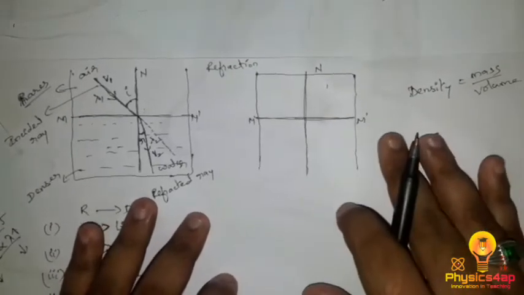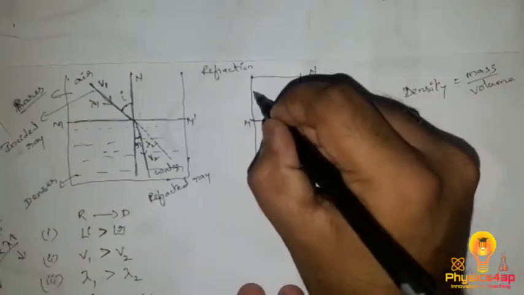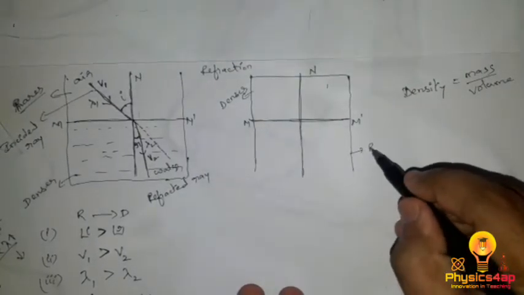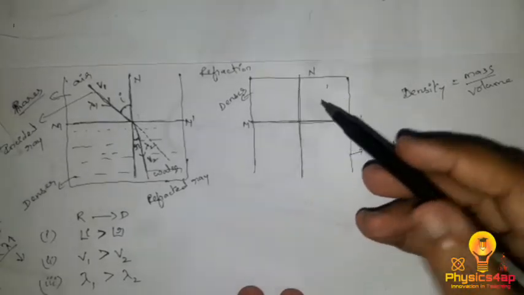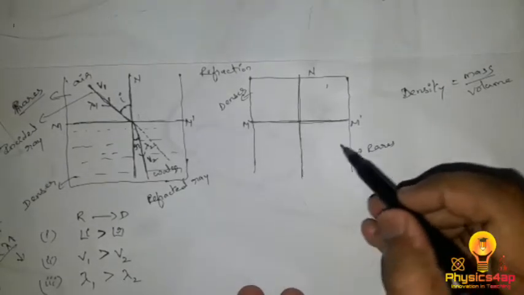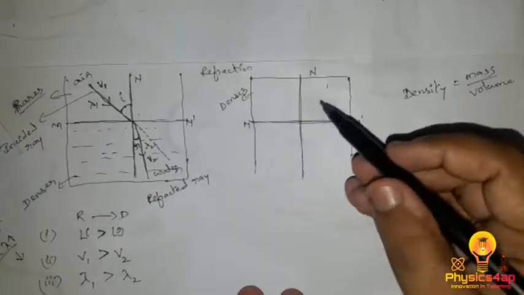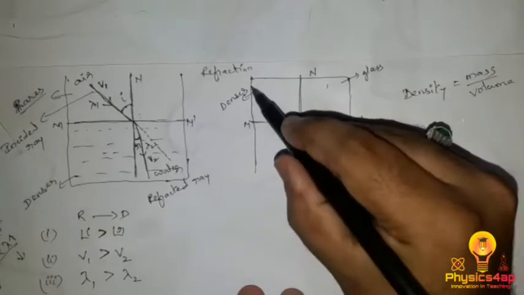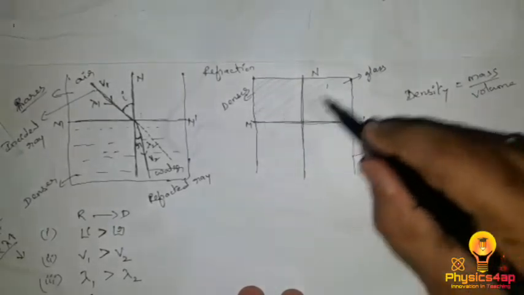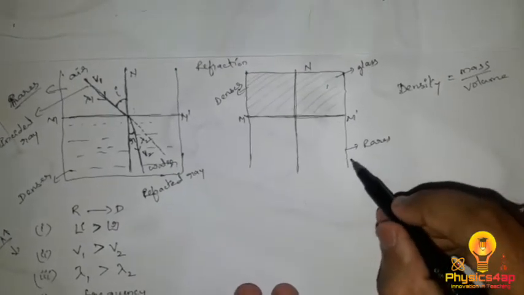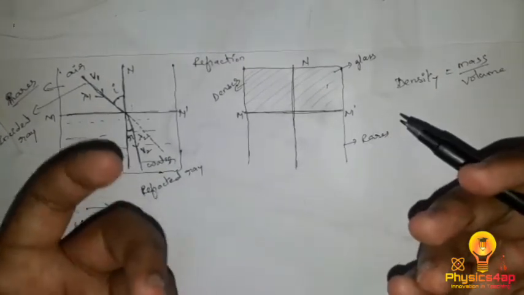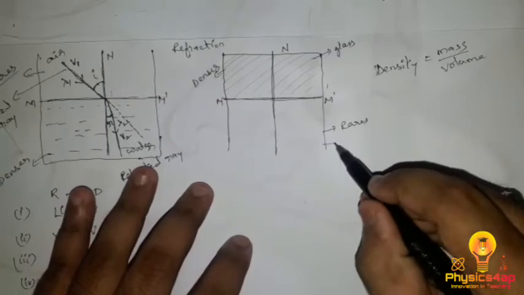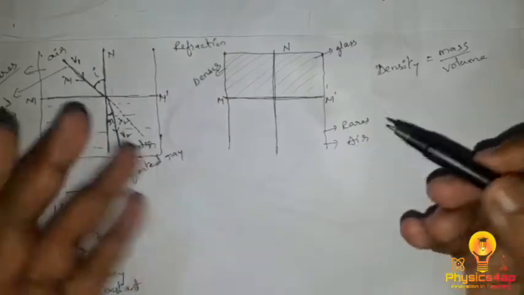Now let us move on to the second case, which is light traveling from denser to rarer medium. Here the first medium is the denser medium, and let us consider the other as the rarer medium. Let us consider the denser medium as glass, and the rarer medium as air or water, which, when compared to glass, are rarer media. So let us take this as air or water, that's our wish.